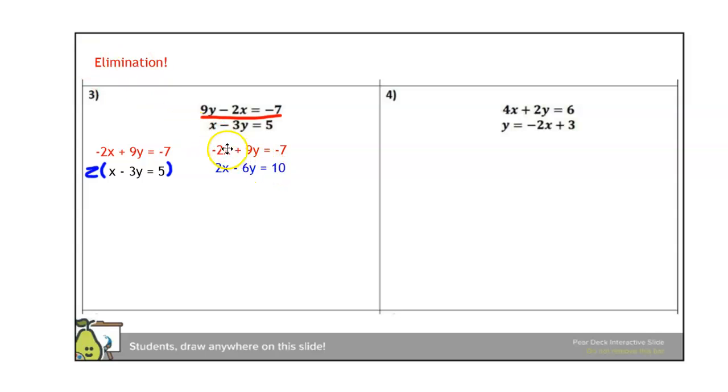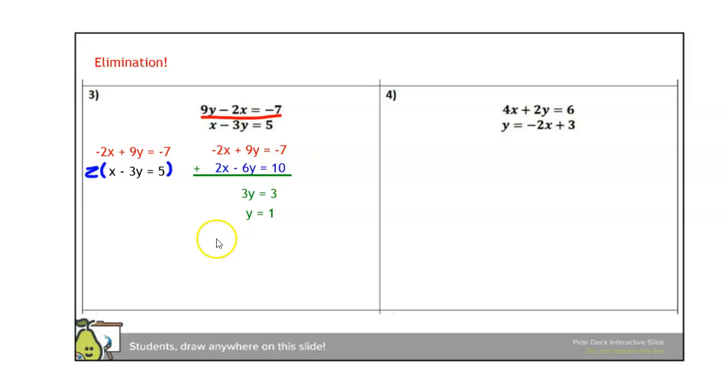I'm going to add all of the elements of these equations, and the -2x and 2x are inverses, so they're going to eliminate. And one of the reasons I love elimination so much is because once you eliminate, the equation just gets much, much simpler. The -2x and the 2x eliminate. 9 plus -6 is just 3 for 3y, and then -7 plus 10 just gives you 3. So now I'm going to just divide both sides by 3 and get y is equal to 1.